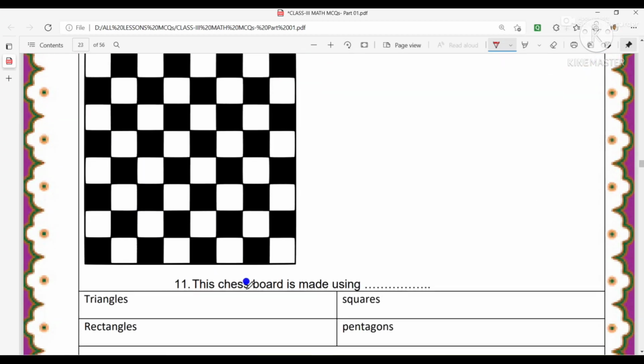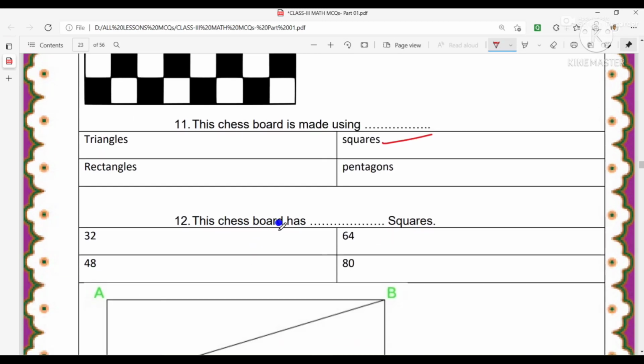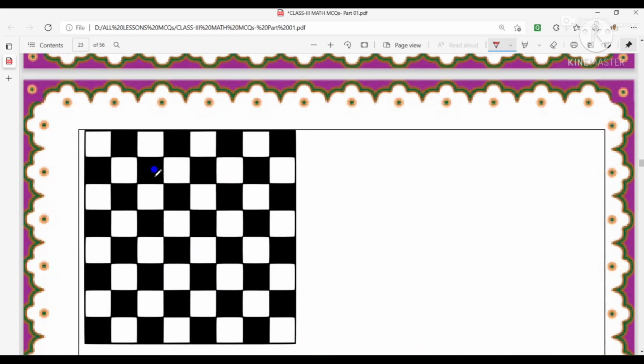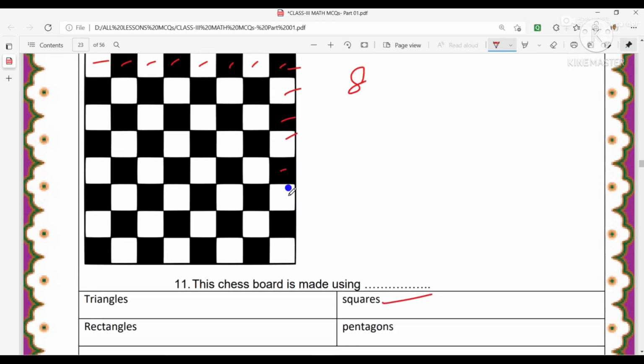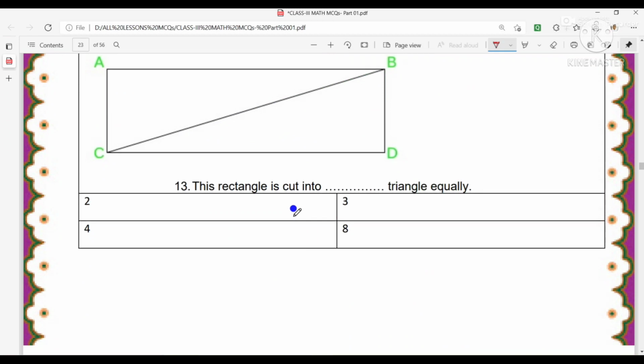Then this chessboard is made using square. Then this chessboard has dash squares. You will find how many squares along the length and then along the breadth, then you will multiply, then you can get the answer. So along the length, how many squares are there? 1, 2, 3, 4, 5, 6, 7, 8. And along the breadth, how many? 1, 2, 3, 4, 5, 6, 7, 8. So 8 into 8 equal to 64. So total 64 squares must be there.